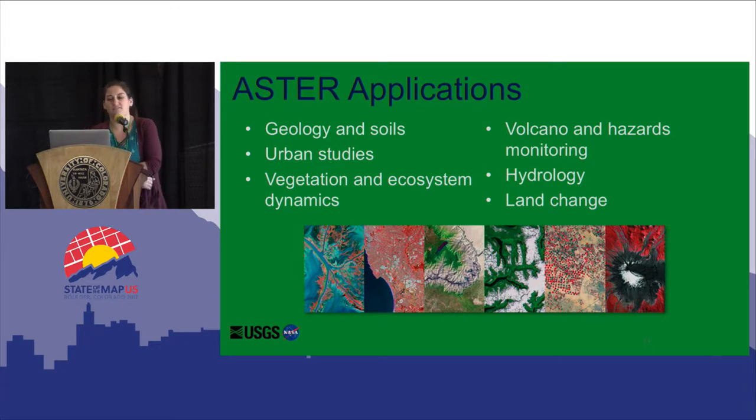ASTER is useful in a variety of applications, including understanding what minerals are on the surface of the Earth, observing changes to a city over time, and observing the health of vegetation and how it changes. It's also used to actively monitor 1,540 active volcanoes around the world with the ASTER Volcano Archive, and there are even more applications as well.